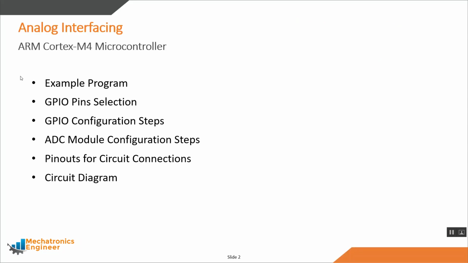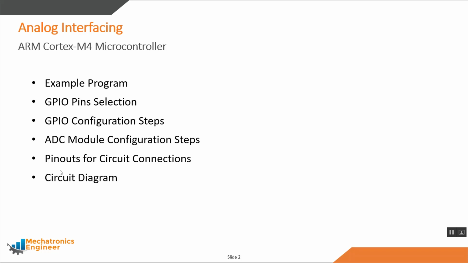These are the steps that we will be following in this video for interfacing the LM35 temperature sensor. First of all, we will discuss an example program involving the LM35 temperature sensor. After that, we will select GPIO pins for digital output as well as analog input. These pin selections will be followed by the GPIO configurations, and after that we will see the ADC module configurations.